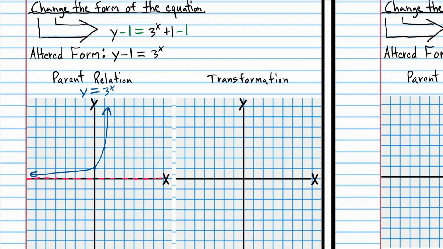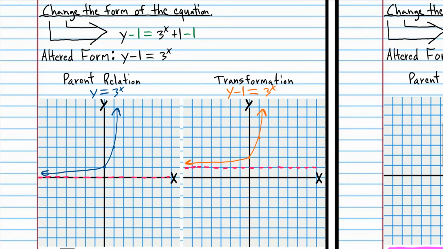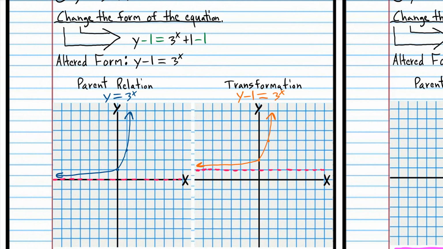And now we're going to graph y minus 1 is equal to 3 to the x. And that's going to move the asymptote up 1 unit, because when you subtract 1 from y, you move the graph up 1 unit. And we just move all the points up 1. And there you go. It's that easy. So if you got that one right, excellent.